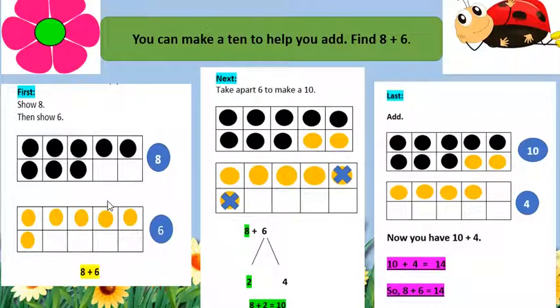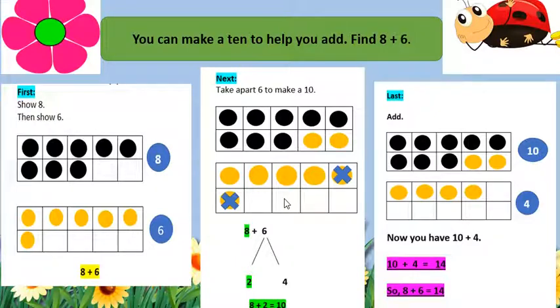Next, you have to count how many gaps are there in this. How many gaps are in my 10 frame? You're correct. There are 2 gaps. Count with me. 1 and 2. Next step is very important. You need to fill in the gaps.